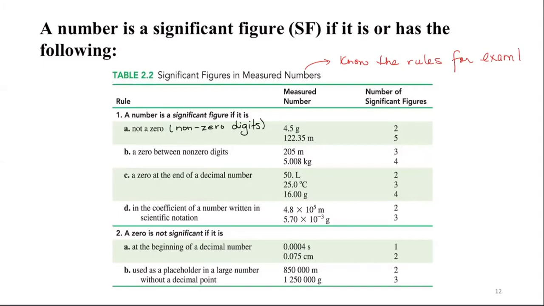Now, rule 1C says a zero at the end of a decimal is significant. I want to add a little more meat to this rule. A zero at the end of a decimal is significant, but there are a few things. These 2 parameters need to be met. The decimal must be written.